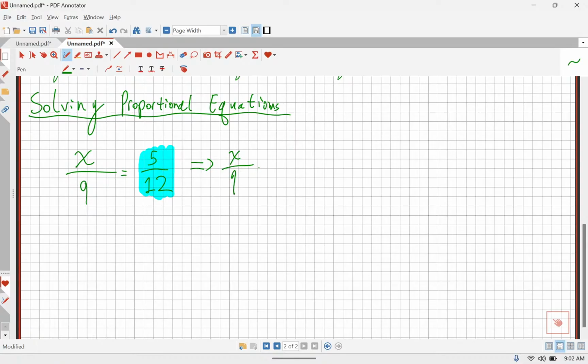So that means x over 9 is equal to 0.416 repeating. Did you say 416 repeating? Like that? I mean, that's true. If you actually do that division and turn that into a decimal, that'll work.